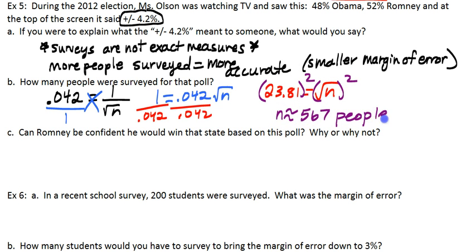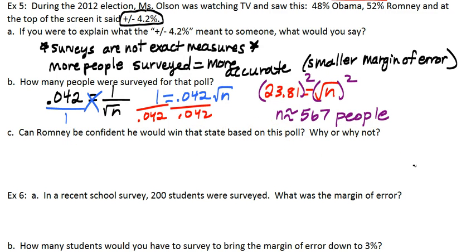So this is kind of funny because a reputable news station is giving some survey results on a state, and all it says, they've only surveyed 567 people, but they're using those results to predict what candidate is going to win this state. It's kind of interesting what the news will do sometime. And then let me ask you, can Romney be confident he would win that state based on the poll?